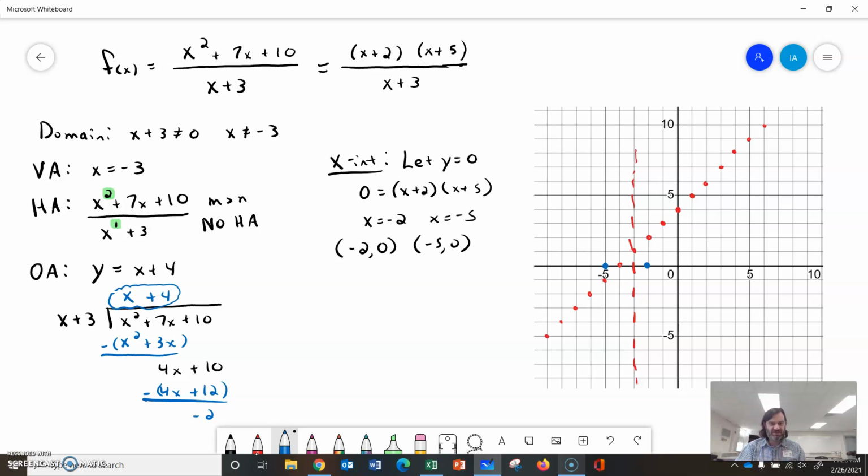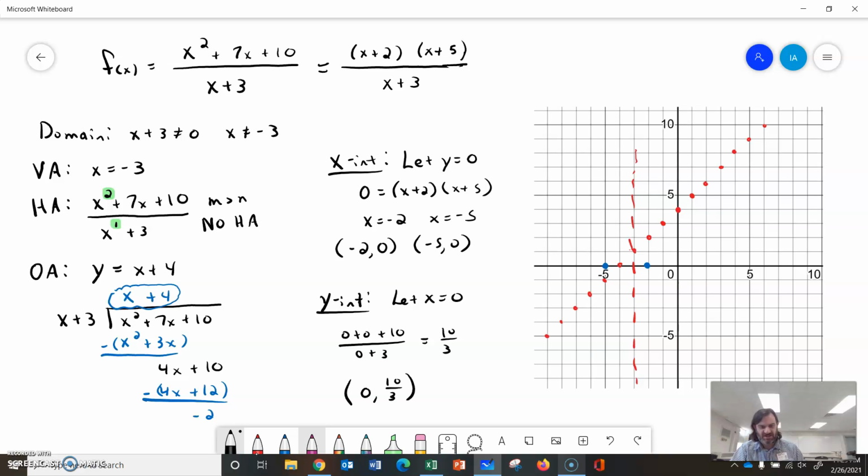I think we got all we need. Let's just do the y-intercept. This is so easy. With the y-intercept, we let x equal 0. And going back to here, we would have 10 thirds. So basically that's 0 plus 0 plus 10 on top, and 0 plus 3 on the bottom, so 10 thirds. So we would have the point 0, 10 thirds. So when we plot that, 10 thirds is a little bit more than 3, but it's not 4. So it's going to be below the oblique asymptote.